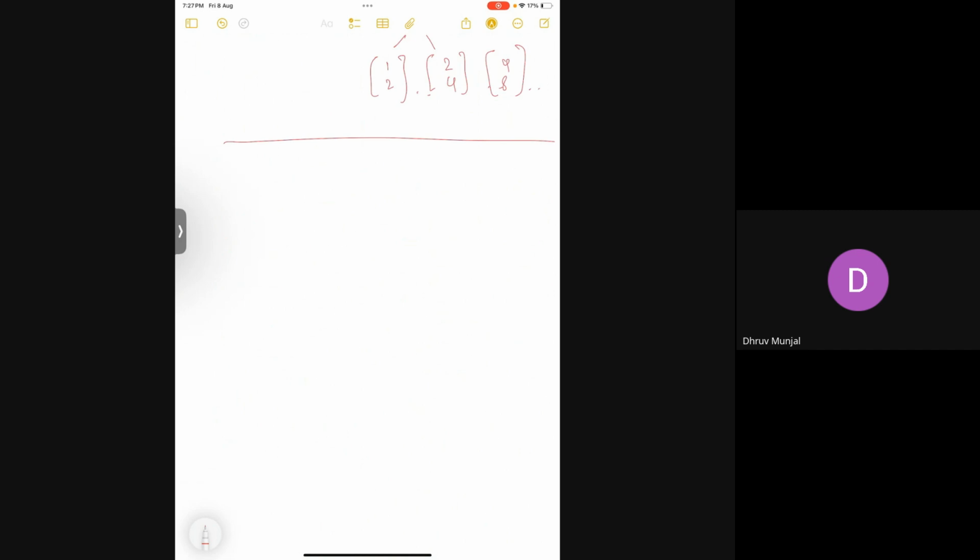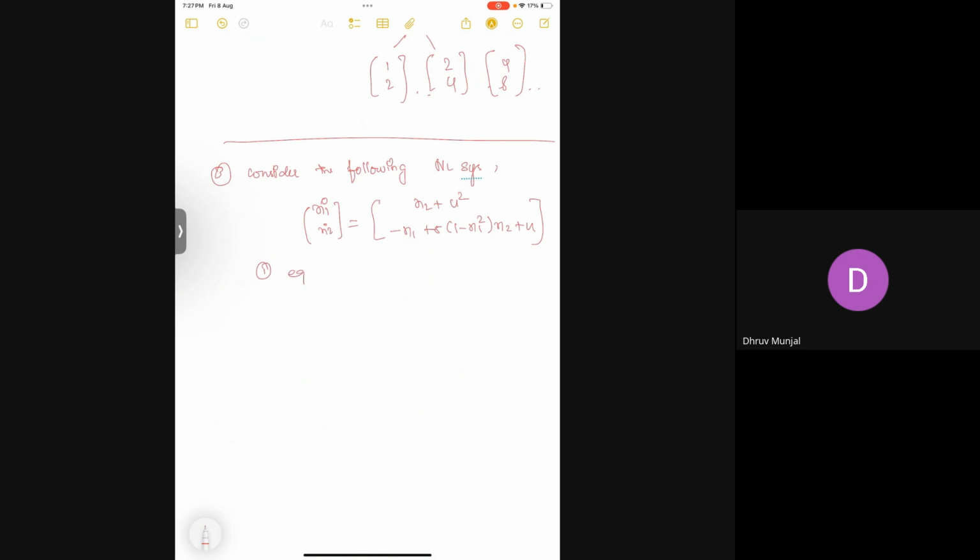Okay. Consider the following nonlinear system. x1 dot, x2 dot equal to x2 plus u square, minus x1 plus 5 into 1 minus x1 square x2 plus u.